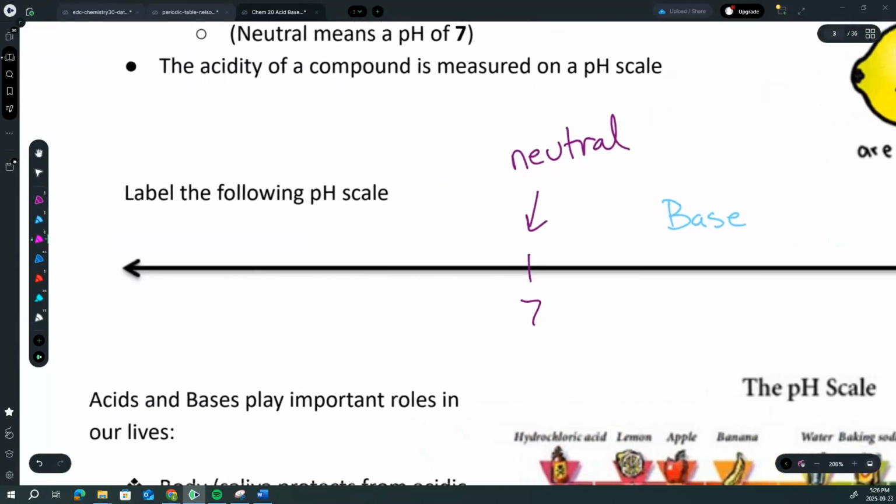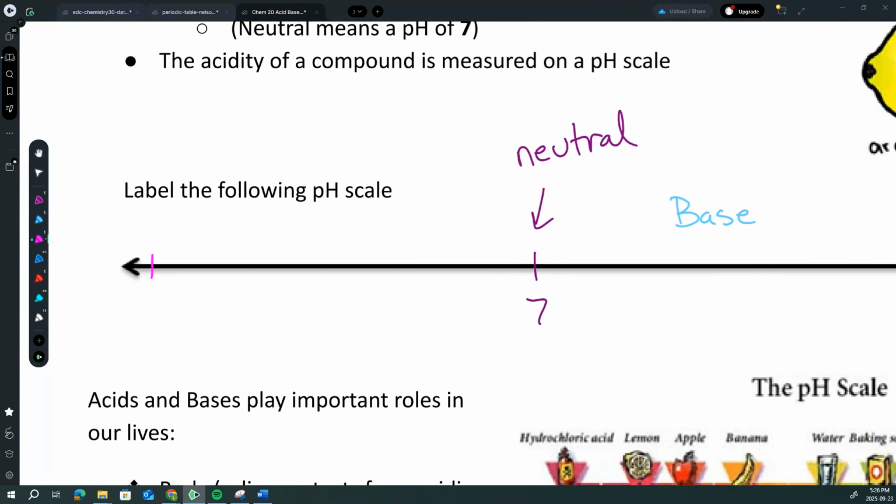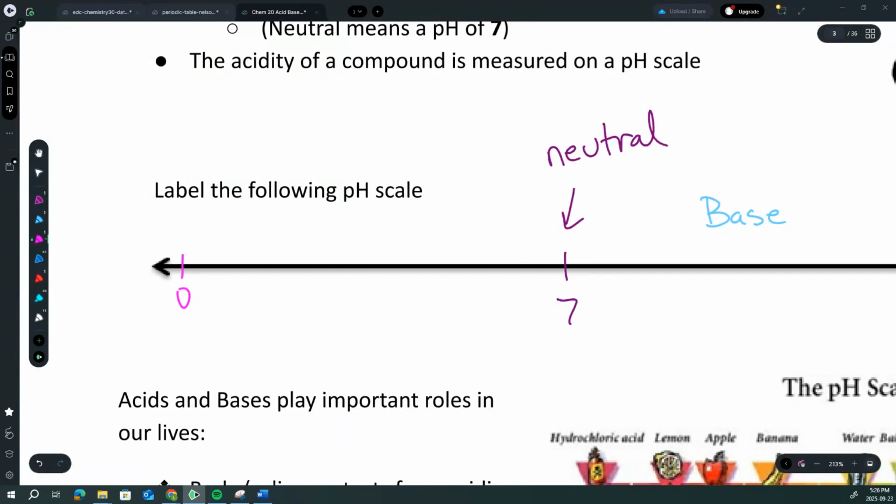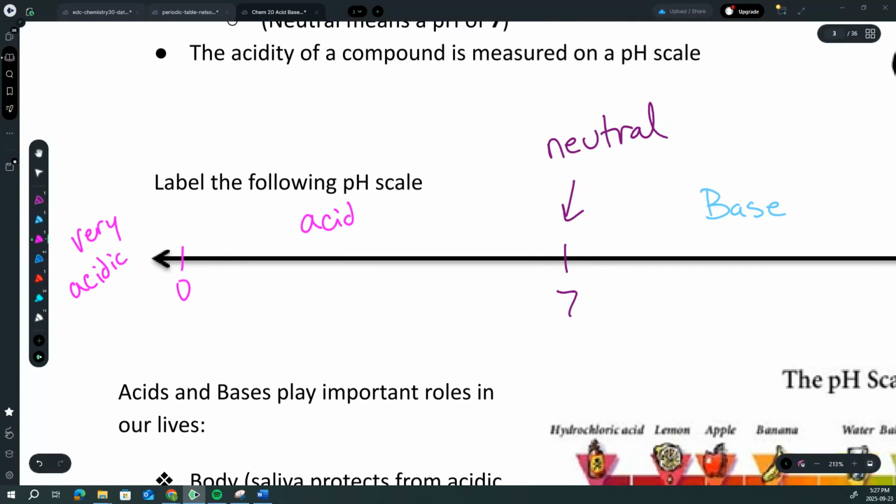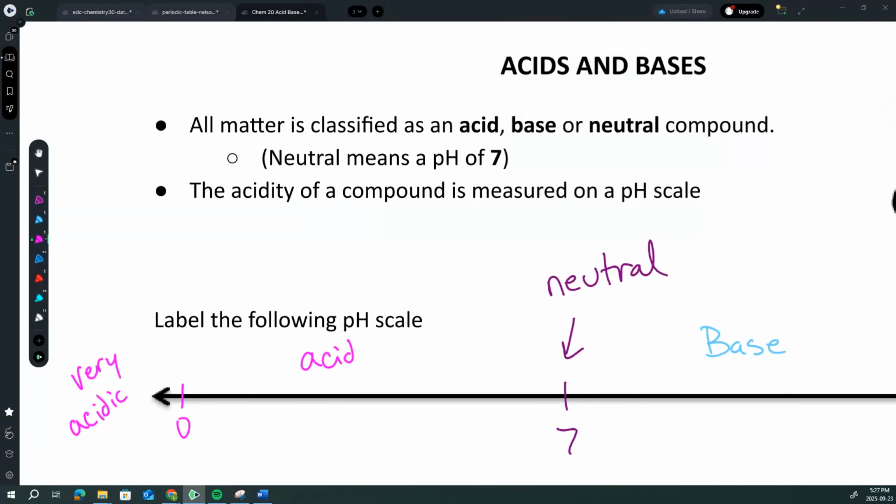Meanwhile, on the other side here, our pH scale goes down to 0, and if you have a substance with a pH of 0, it's going to be very acidic. Okay, but in general, anything that has a pH lower than 7 is considered an acid. Now, just so that you know, pH just stands for power of hydrogen, and that's what a pH scale is measuring there, and that's what's connected to the acidity of a compound.